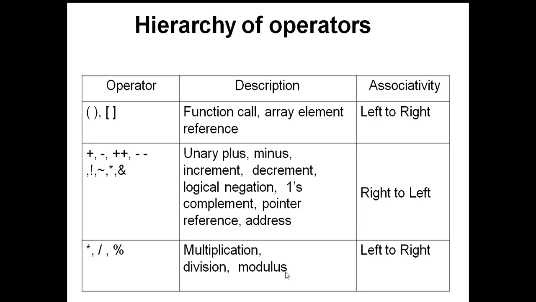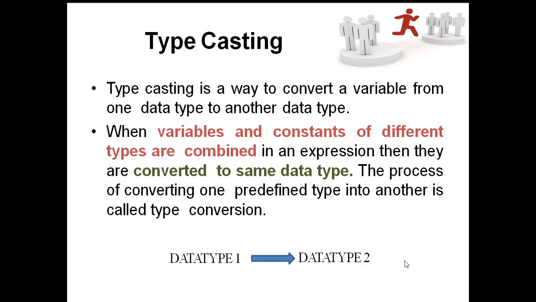And the hierarchy of operators you can see from this table. The operators open and closed parentheses and square brackets, for function call and array element reference, have left to right associativity. Plus, minus, plus plus, minus minus, exclamation for negation, star, and ampersand take right to left priority. Star, slash, and percent symbol, multiplication, division, and modulus, take left to right priority.